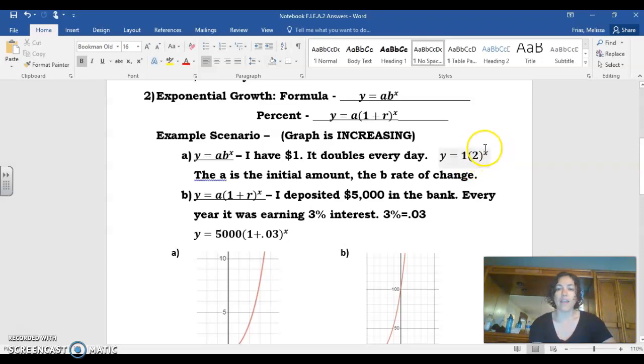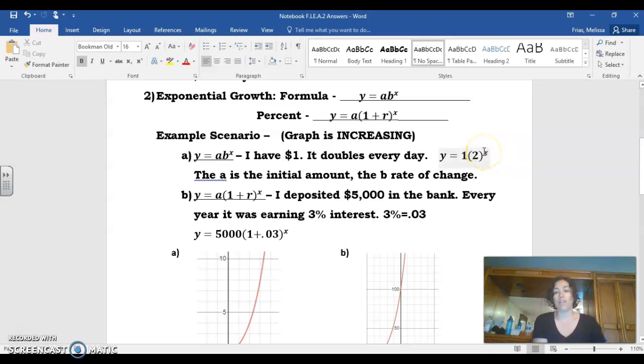And then the exponent is unknown, and the exponent is basically represented by however much time this is happening. So if it's doubling every day, well, how many days did it double? Did it double for 5 days? Did it double for 10? Did it double for 20? And that would be what I'm plugging in for x.